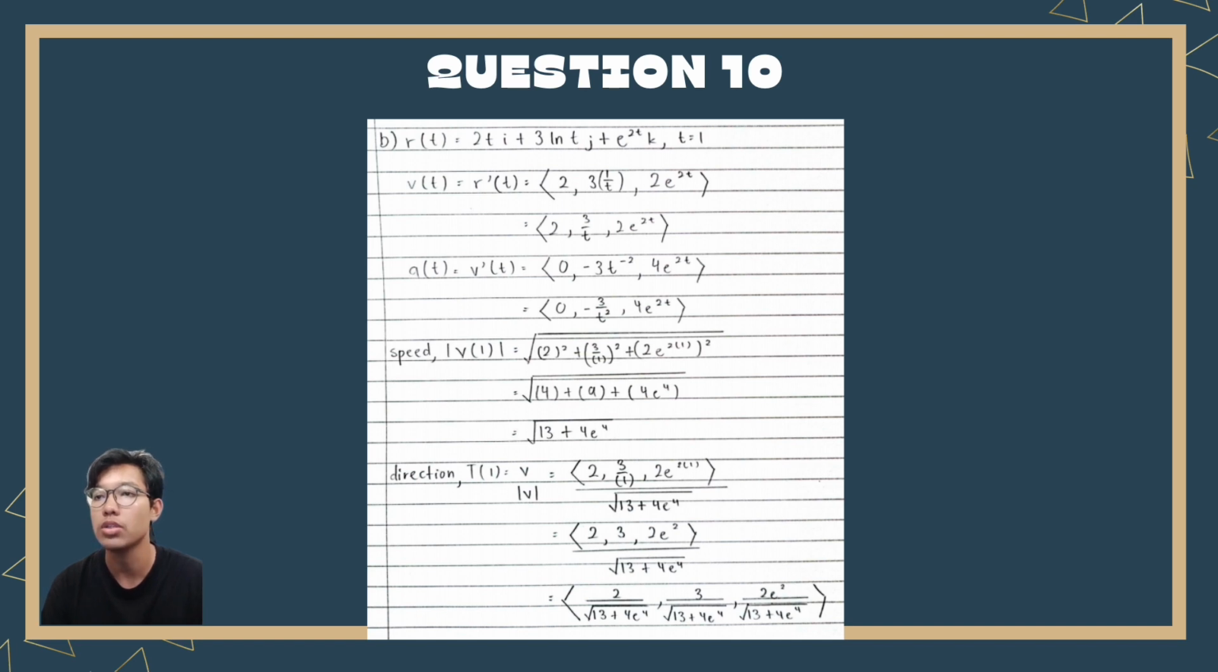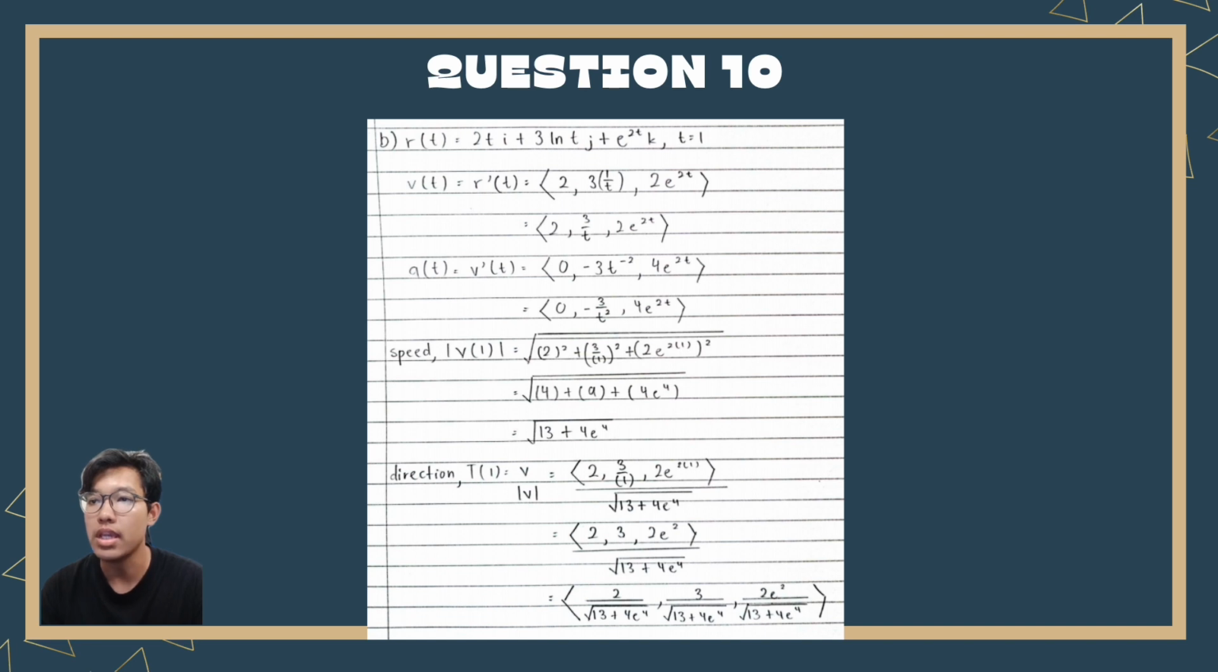For the direction, we need to substitute the value of t equals pi over 4. We need to apply the formula velocity over speed to obtain the direction of motion. So the final answer will be negative 2 over root 10 i, 2 over root 10 j, and 1 over root 5 k.